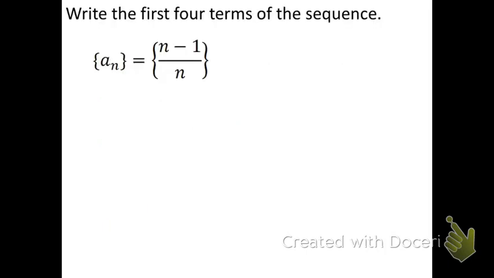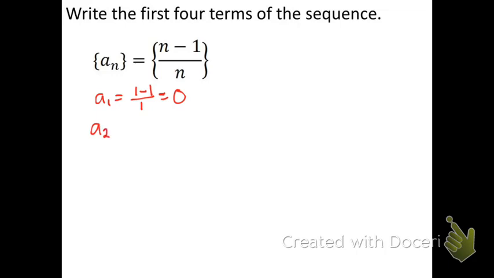Okay, so let's find the first 4 terms of the sequence. Here we have a sequence definition. A sub n equals n minus 1 over n. So let's write the first 4 terms. So to do this, the first term, A sub 1, we're just going to plug 1 in for n in our sequence definition. So we have 1 minus 1 over 1. We just put in 1 for n. 1 minus 1 is 0, and 0 over 1 is, of course, 0. So our first term is 0.